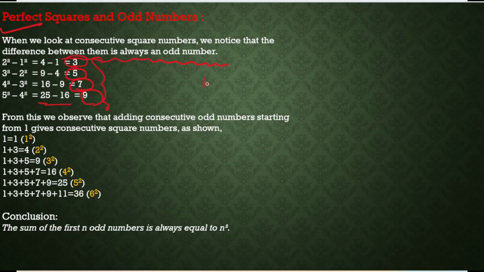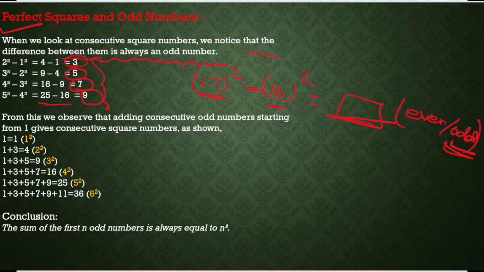So 17 square minus 16 square: is the result even or odd? The difference between them is always an odd number. 17 and 16 are two consecutive numbers; take their squares and subtract, and whatever the result, it will be an odd number. From this we observe that adding consecutive odd numbers starting from 1 gives consecutive square numbers. 1 plus 3 plus 5 is 9, which is 3 square. Clear? 1 plus 3 plus 5 plus 7 is 16.